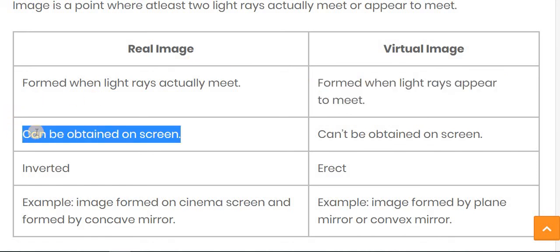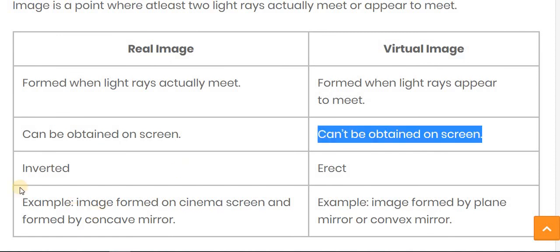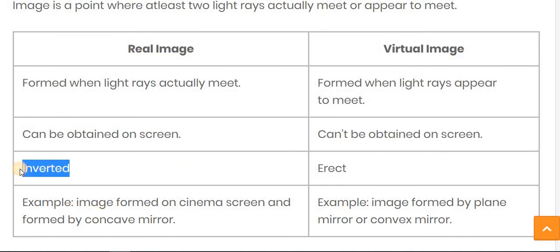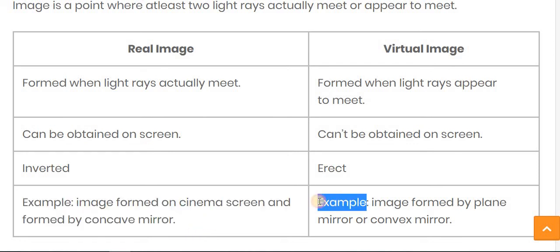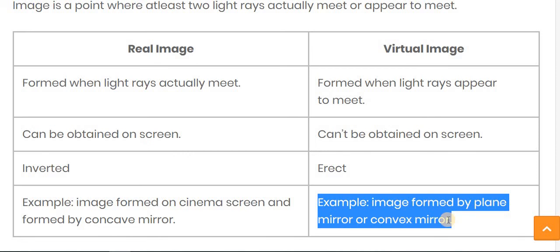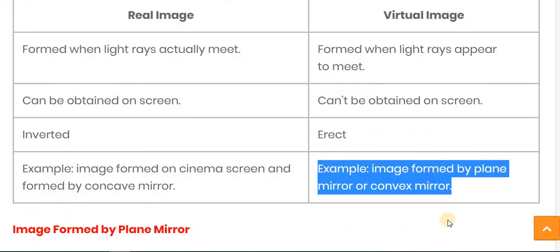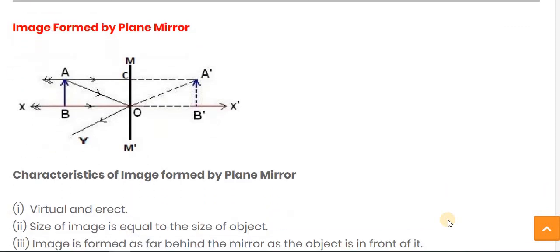The second one: a real image can be obtained on the screen, while a virtual image can't be obtained on the screen. The real image is always found in an inverted position, whereas the virtual image we find in an erect manner. Example of the real image: the image formed on the cinema screen and by the concave mirror. While the virtual image, the image formed by the plane mirror or the convex mirror, we get the virtual image.